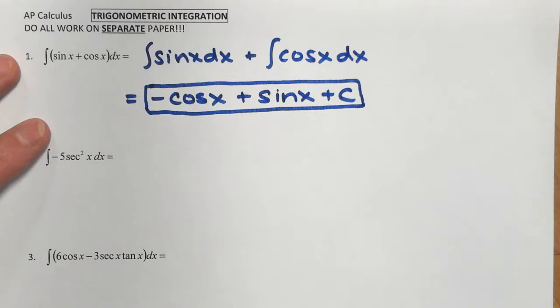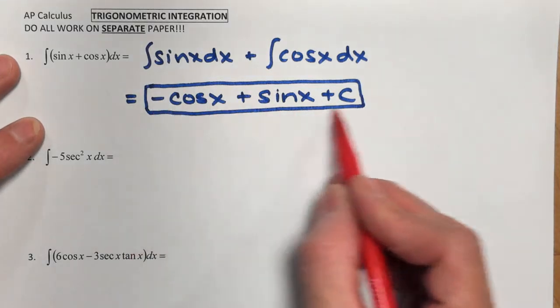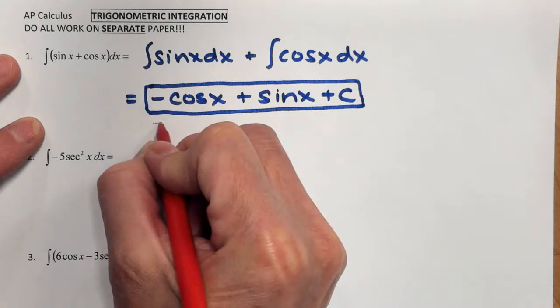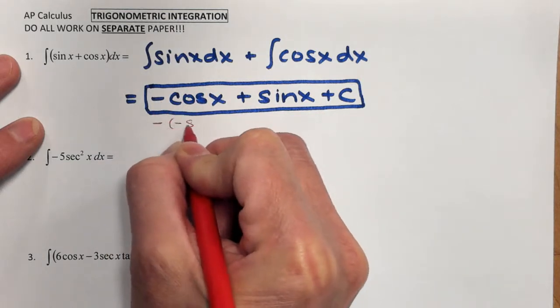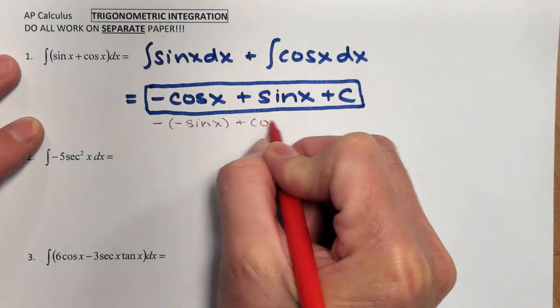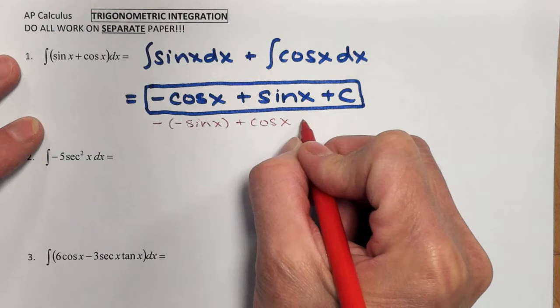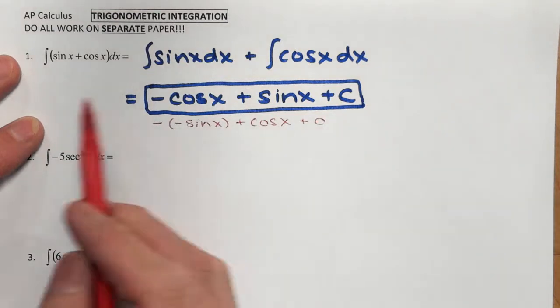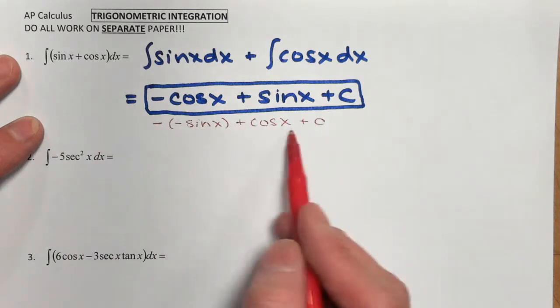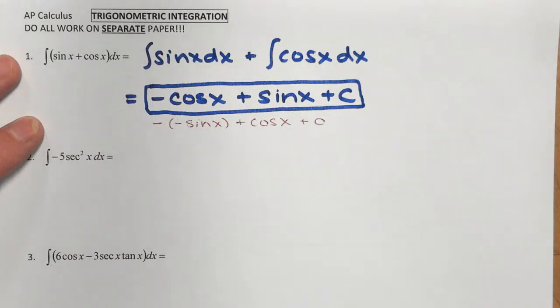So if I look at my answer and I take the derivative of this, well, the derivative of negative cosine is negative sine. The derivative of sine is cosine, and the derivative of a constant is 0. And that's what I have in my original equation, sine x plus cosine x. So I know that my integration was done correctly.